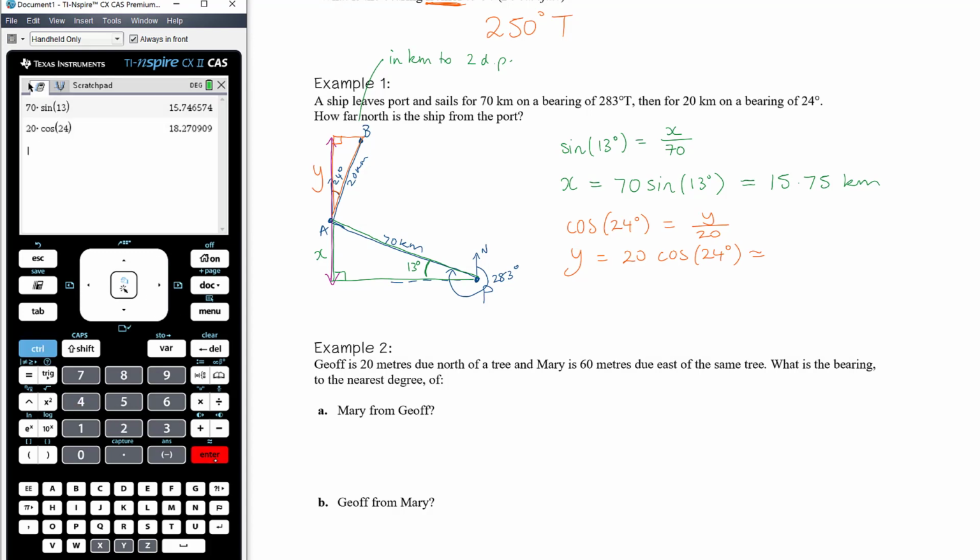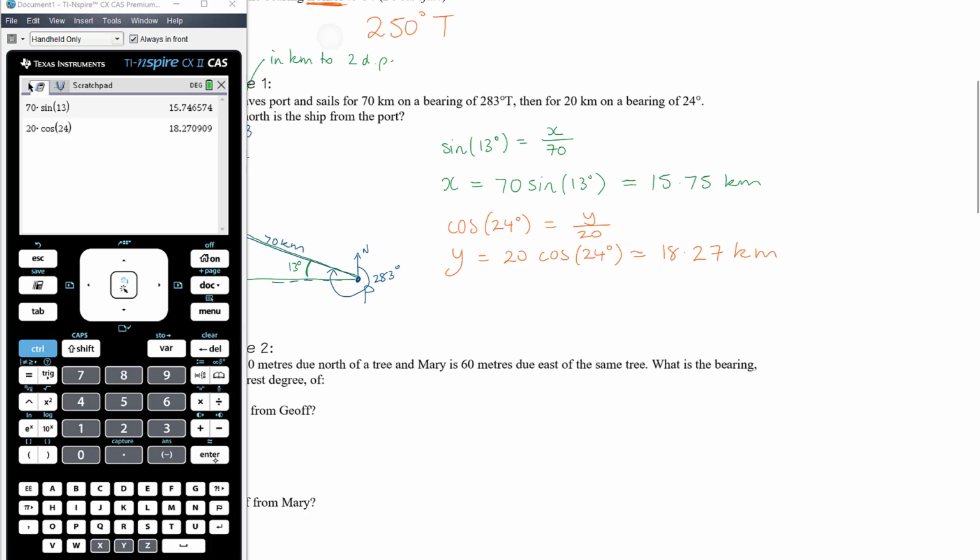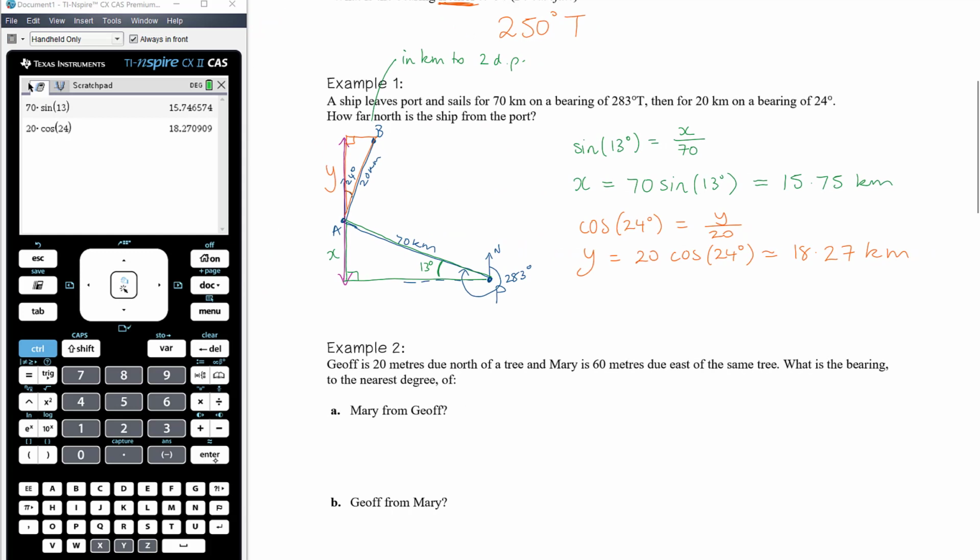Now again, you actually don't need to work out these 2 decimal values here. We're not trying to find x and y. You could straight away just add 70 times sine of 13 plus 20 times cos of 24 to get your final answer as a decimal value. Okay, so this y value though is 18.27, but we don't strictly need to know that as a decimal because we just need the total northerly distance. So the total northerly distance is going to be 15.75 kilometres plus 18.27 kilometres.